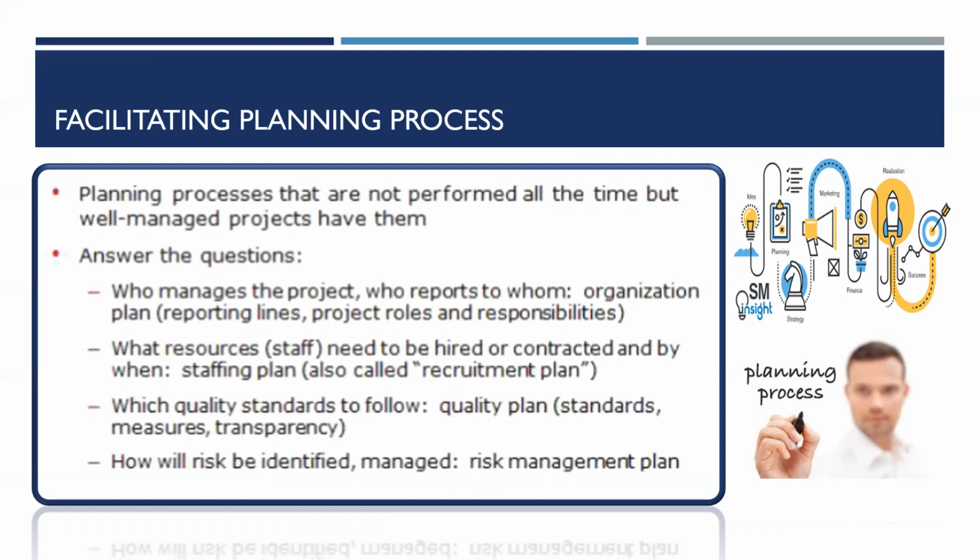Okay? For example, you have a floor manager, you have a supervisor, it has hierarchy. You don't go directly to your CEO or to your board if you have a problem. You go through reporting lines. Next is what resources need to be hired or contracted, by whom and when. So that's your staffing plan, your recruitment plan, who you need.